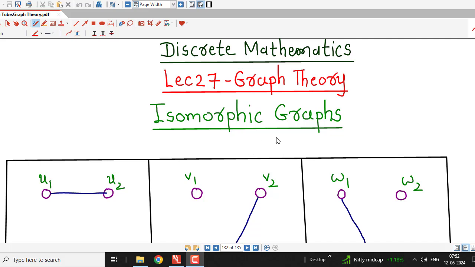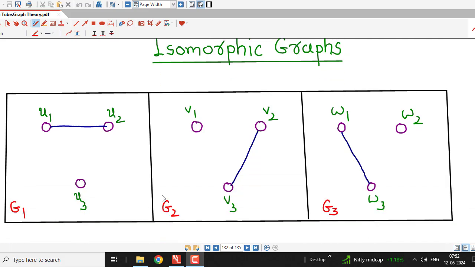We will understand the definition of isomorphic graphs and we will explain how to determine whether given two graphs are isomorphic or not. Isomorphic graphs means the graphs may look different in structure but they have some properties which are common. Here I have drawn these three graphs denoted by G1, G2 and G3. In all these three graphs there are three vertices and only one edge.